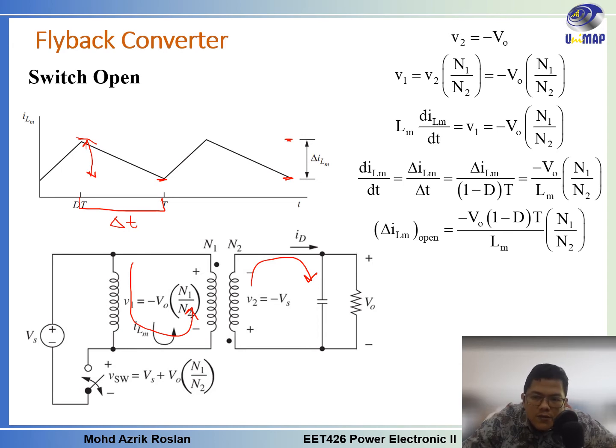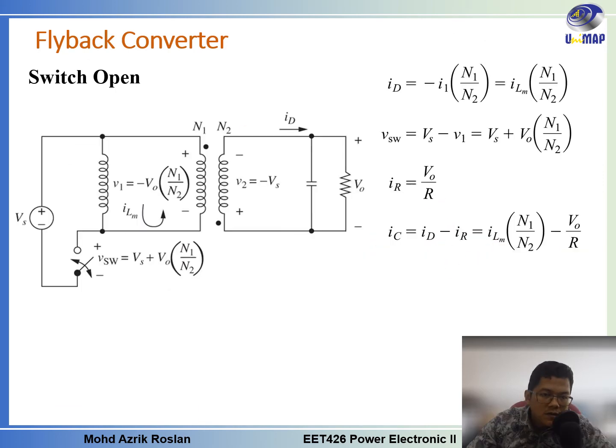When we want to find the delta ilm, we only have to move the delta t part to the other side. So that's why we have the overall equation for delta ilm, which is equal to negative V out multiplied by (1 minus D) T over Lm, multiplied by N1 over N2. So this is the equation for delta Ilm when the switch is open.